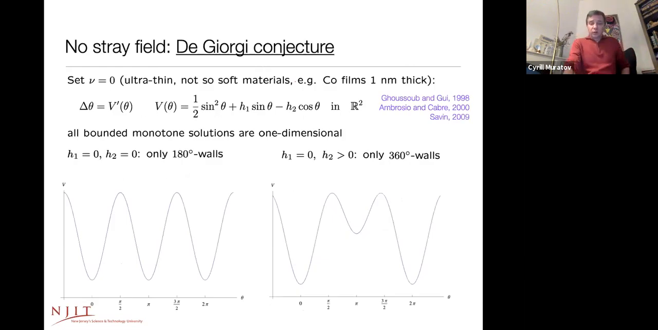Now, what happens if we don't have any stray field effects? Well, in that case, the problem reduces to the familiar type of problem that appears in the studies of the De Giorgi conjecture. And in that case, specifically, let's say we consider no applied field, it is known that all monotone solutions in one direction will be 180-degree walls and their rotations, one-dimensional. All solutions will indeed be one-dimensional.